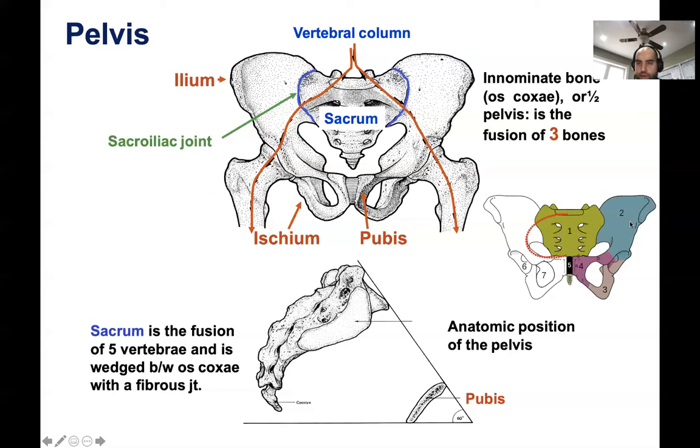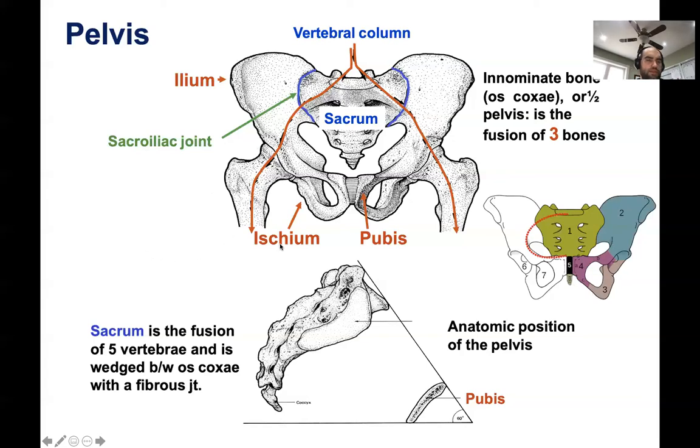But if you look at the right diagram over here, you'll see how they separate from each other. Number one is our sacrum, the bottom of our vertebral column. Number two is our ilium, in this teal color. Number four is our pubis. You can see how it borders off with the ilium superiorly, and then it borders off with the ischium over here as well, which is in brown.